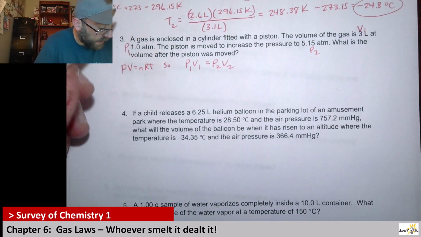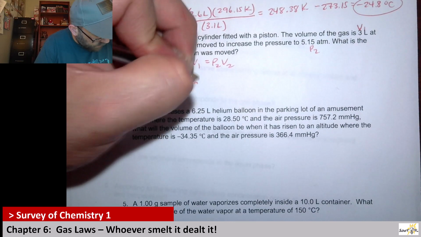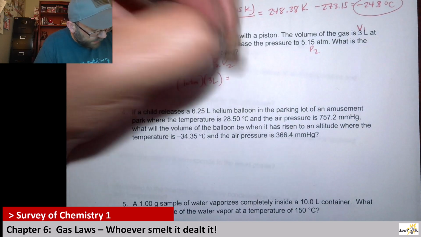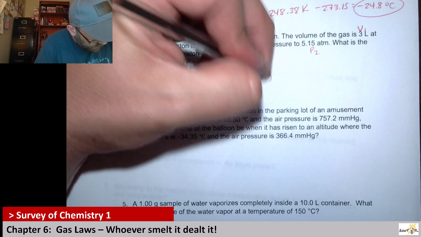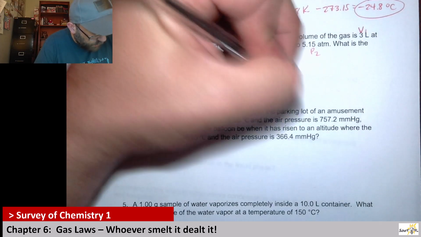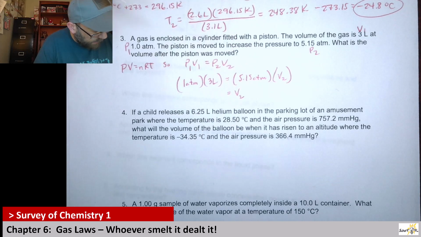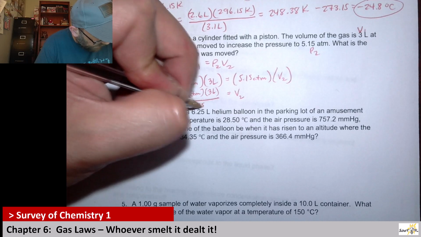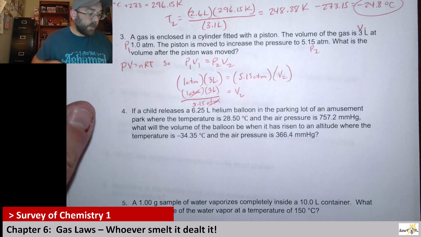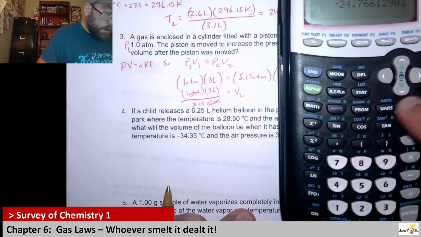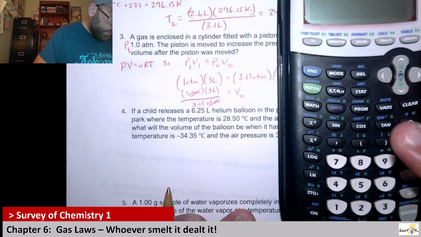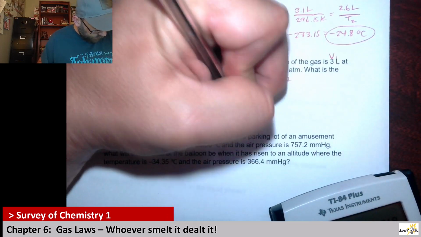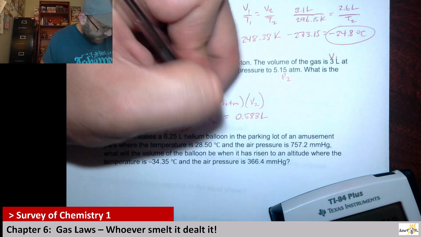So what do we got here? We've got P1 is 1 atmosphere. V1 is 3 liters. We know P2, that is 5.15 atmospheres. And we don't know our V2. So V2 is going to be equal to 1 atmosphere times 3 liters divided by the 5.15 atmospheres. And we notice that the atmospheres cancel. So we're really looking at 3 divided by 5.15. What do we get here? We get 0.583. Alright, so that's our new V2.